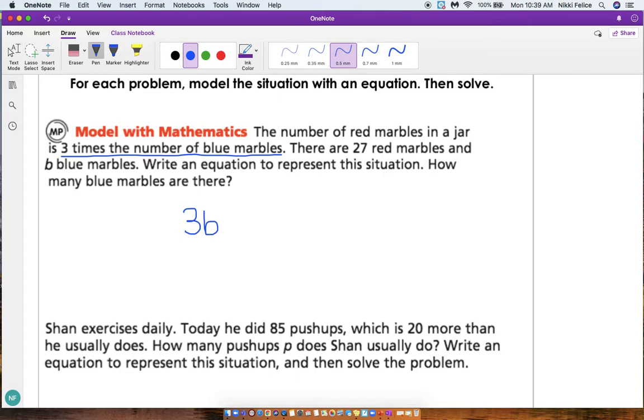So 3 times B will equal red. We also know that there are 27 red marbles, so 3 times B has to equal 27. That would be our equation. 3B equals 27. Now, we can also solve this to figure out how many blue marbles there are. 3 times B equals 27. Well, if I do the inverse and divide by 3, I get the answer B equals 9. So there are 9 blue marbles in the jar. I know this is correct because 3 times 9 is 27.